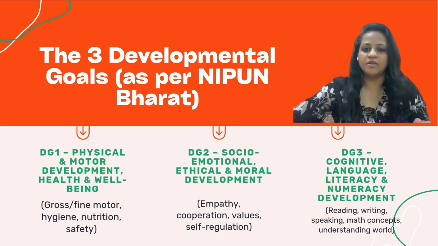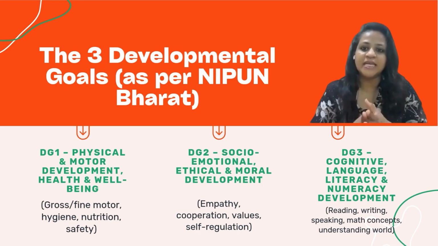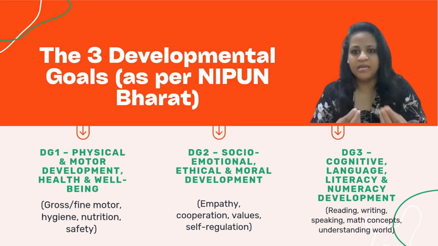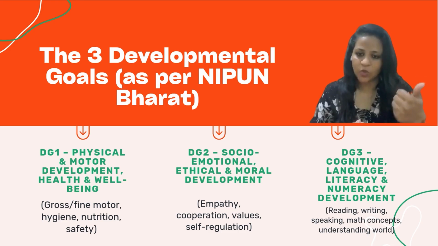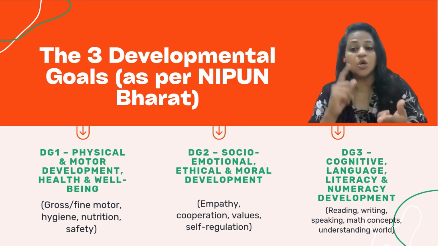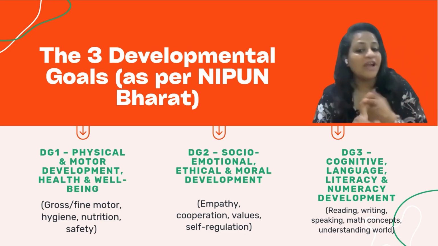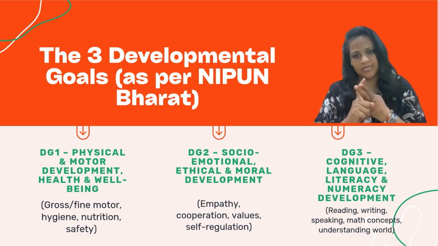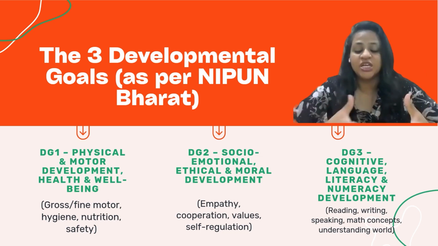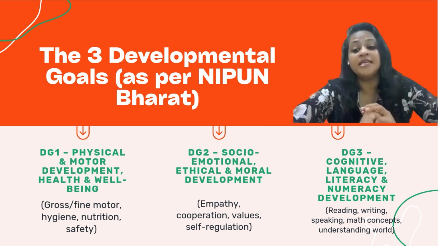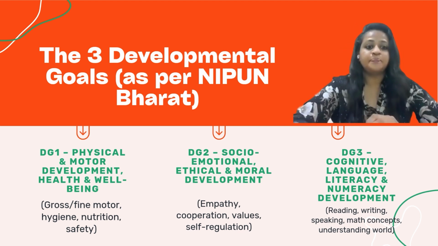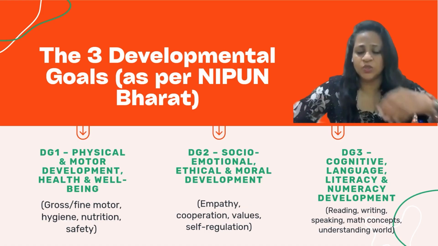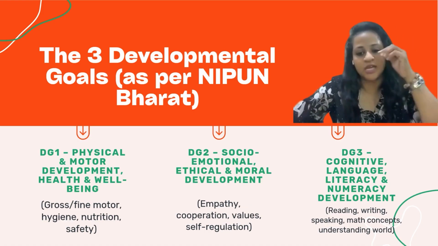So let's just talk about the first developmental goal. You can have a look over here. It is basically the physical and motor development that we look into, as we were talking about the physical growth. And motor is not only gross motor skills, it is fine motor skills and gross motor skills that come here. So we have hygiene, nutrition, safety, all these come into this particular goal. I have shared anecdotes also related to those. I'll just share it with you.